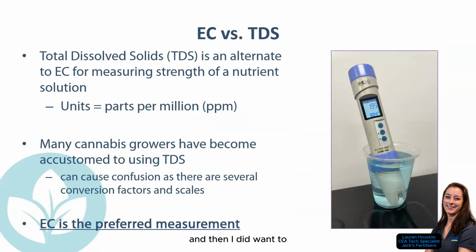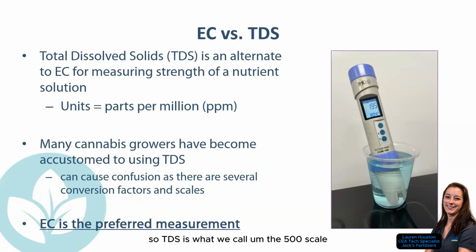And then I did want to touch really quickly on the difference between EC and TDS. Lots of people use TDS instead of EC when measuring nutrient solutions. TDS is a measurement of the total dissolved solids in a nutrient solution. It's a very similar measurement to EC, and many times TDS meters will actually be reading an EC and converting that number to a TDS measurement.